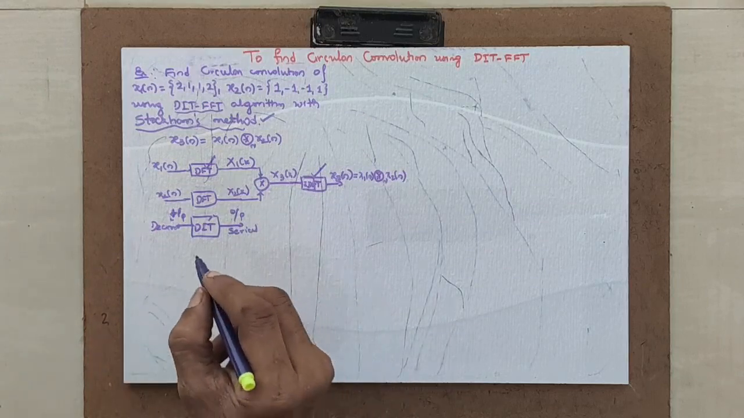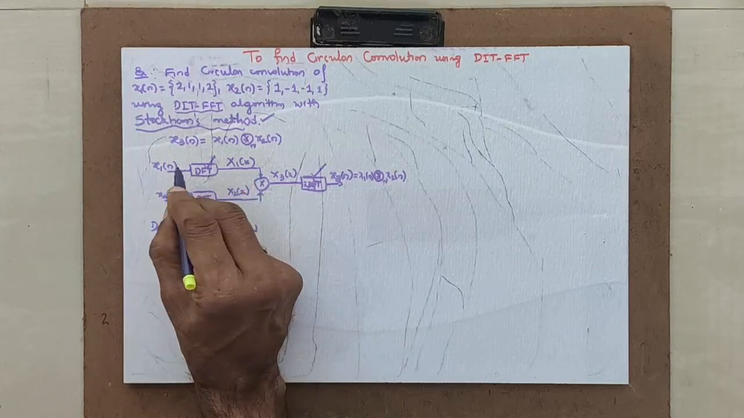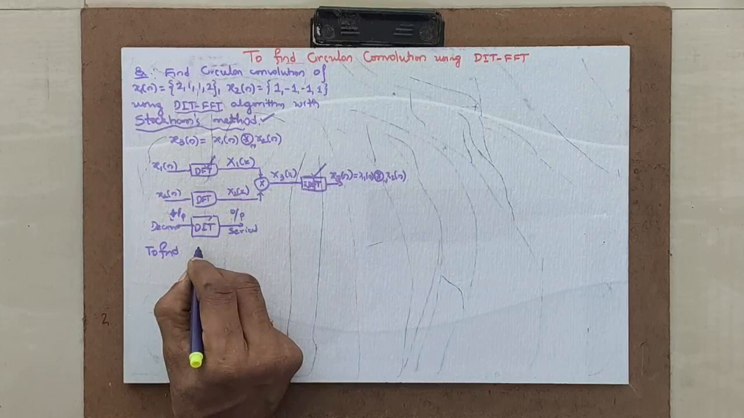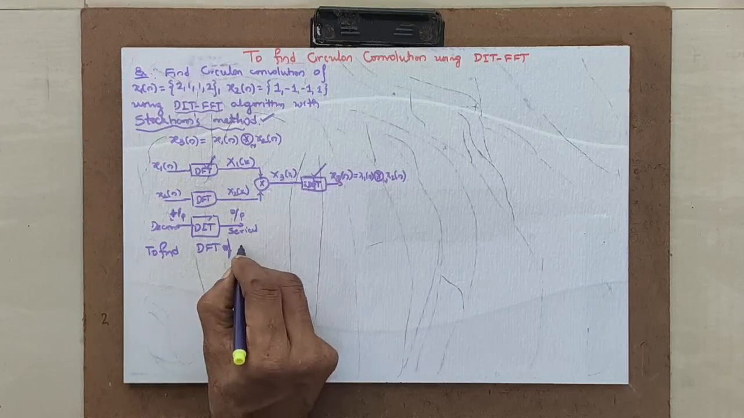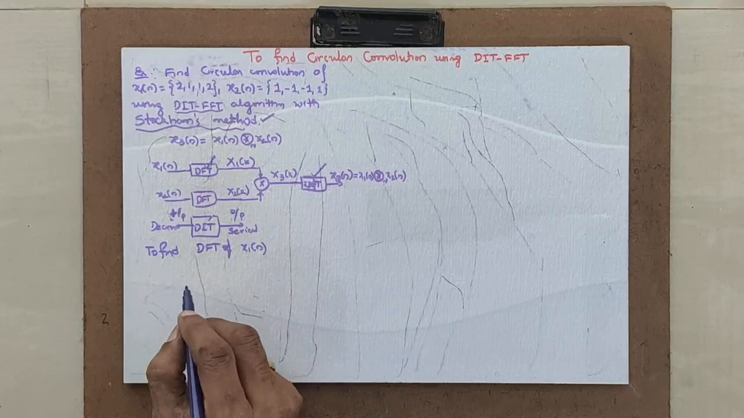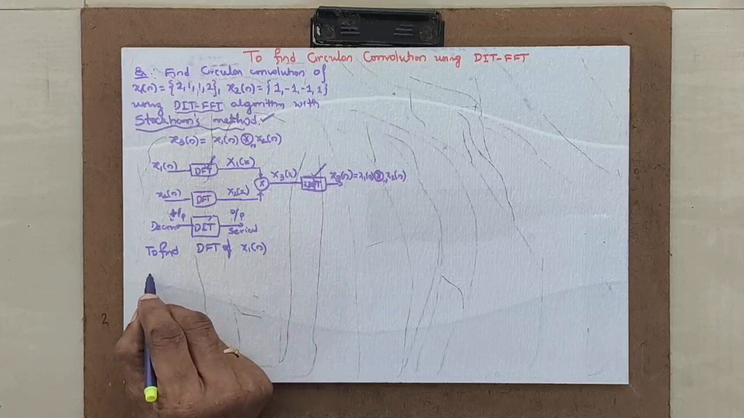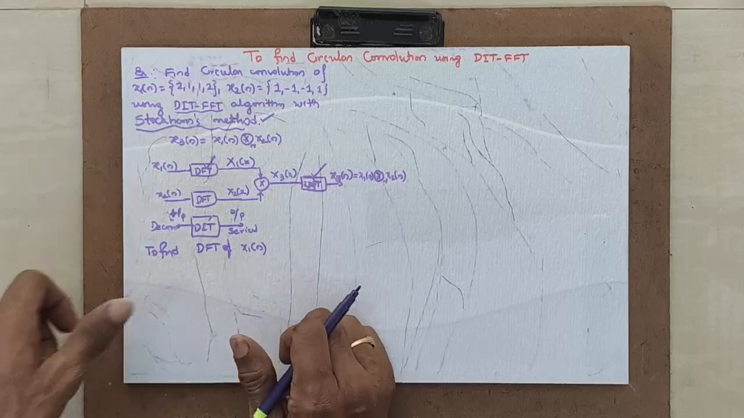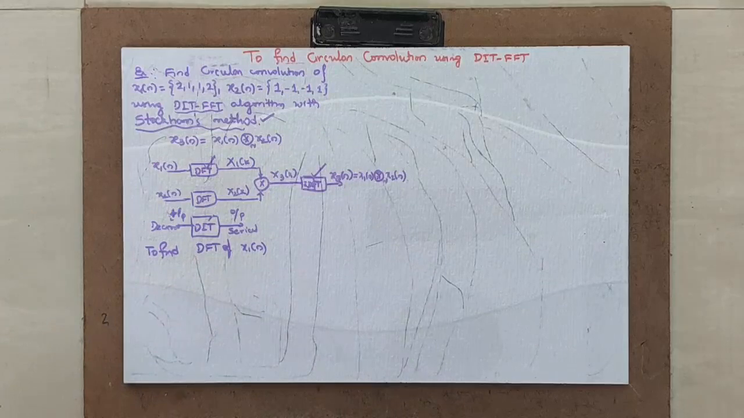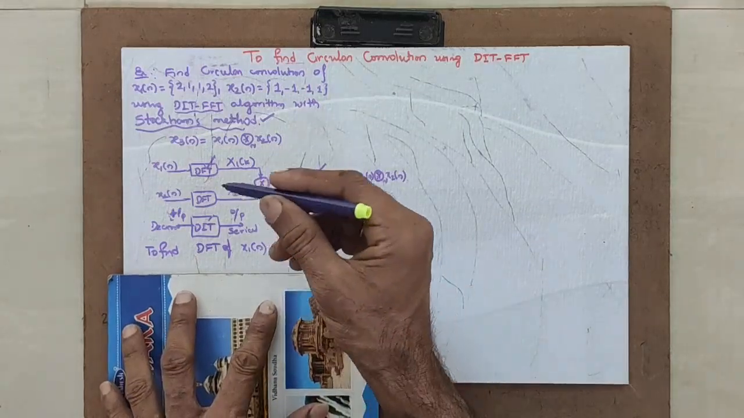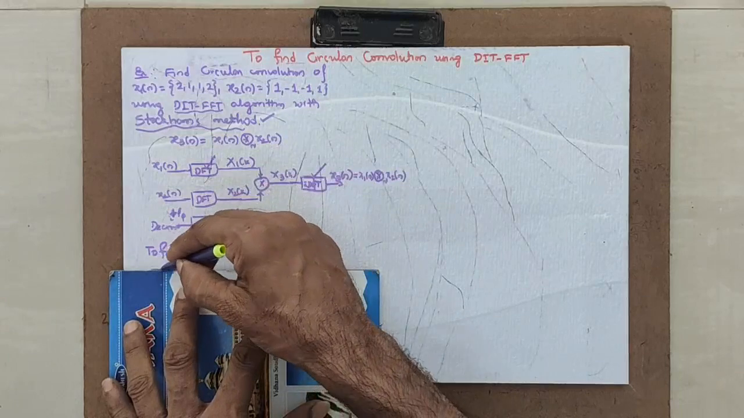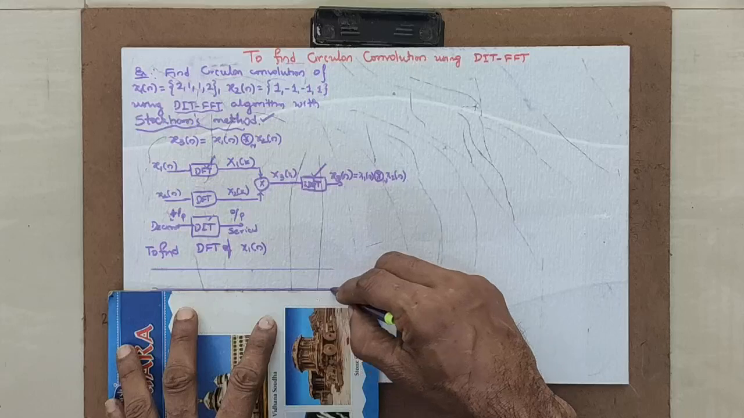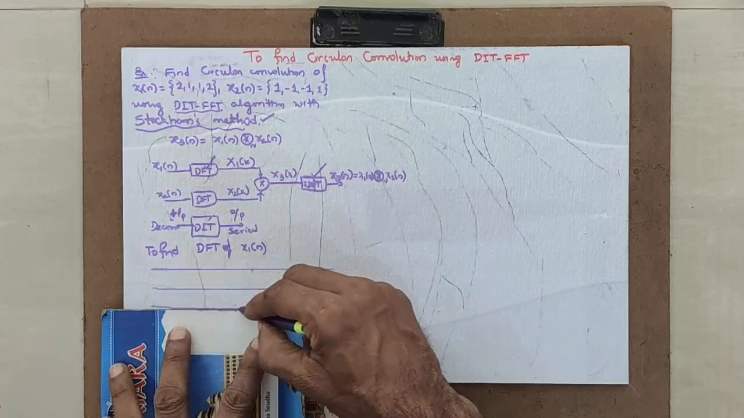First, let me find x1(k), that is the DFT of x1(n). Now I have to draw 4 straight lines: 1, 2, 3 and 4.